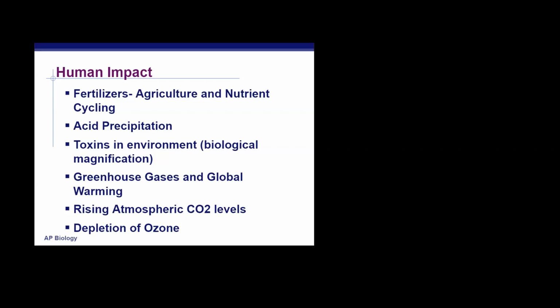Along with acid precipitation, in terms of our impact on the environment, we also have global warming, which is a direct result of greenhouse gases and the effect that we're having there. And also in terms of our atmosphere, we have the depletion of our ozone. So these are all very closely related things, and the rising levels of carbon dioxide within our atmosphere.